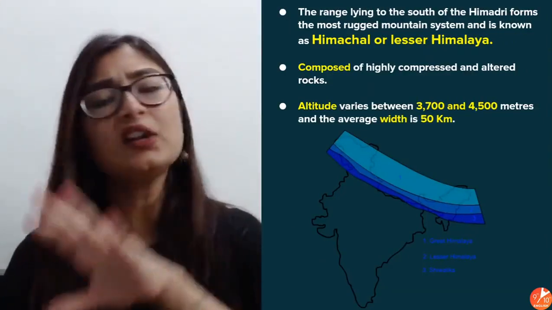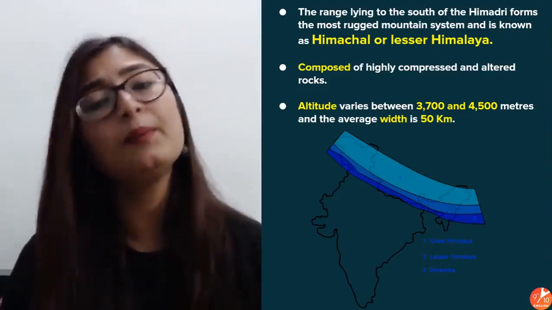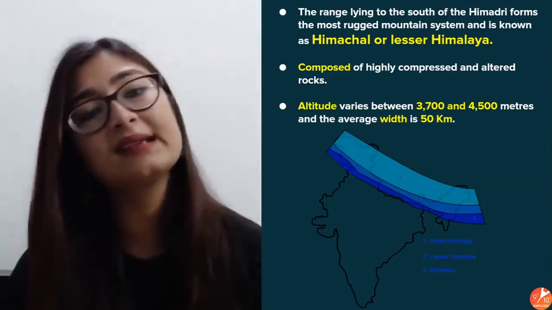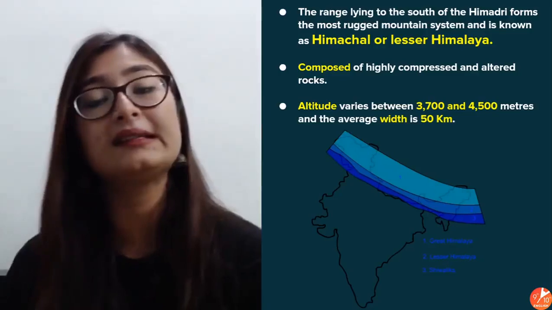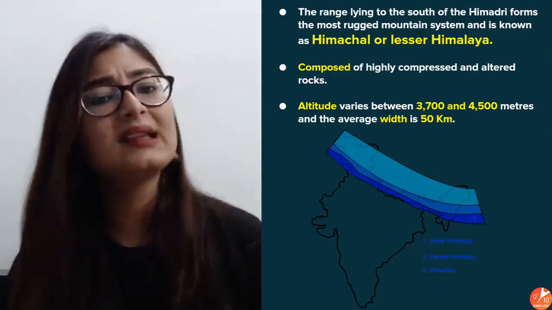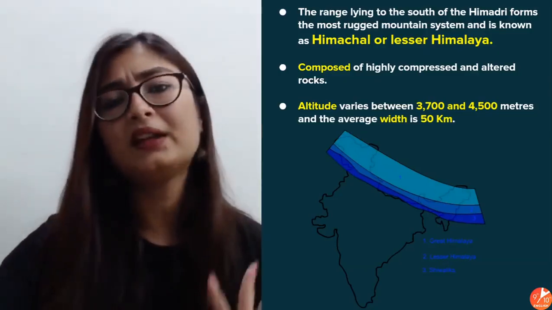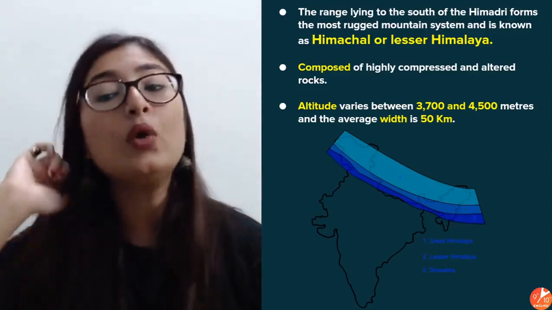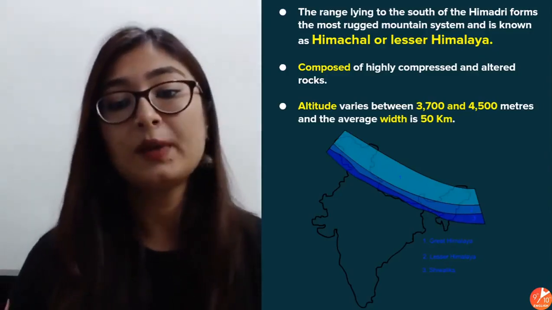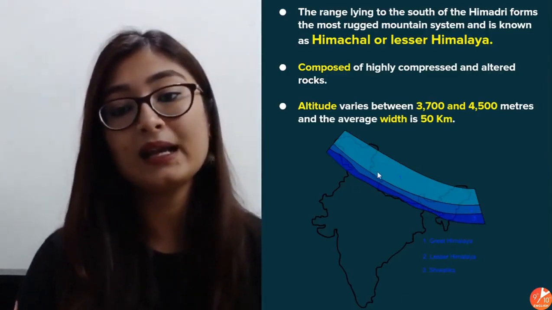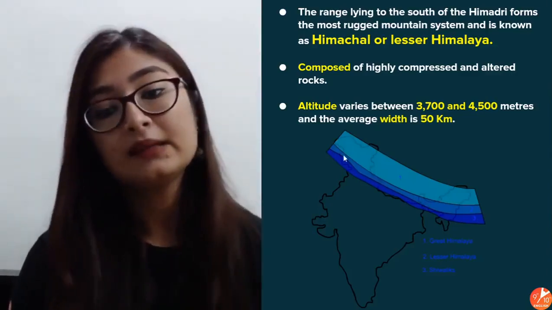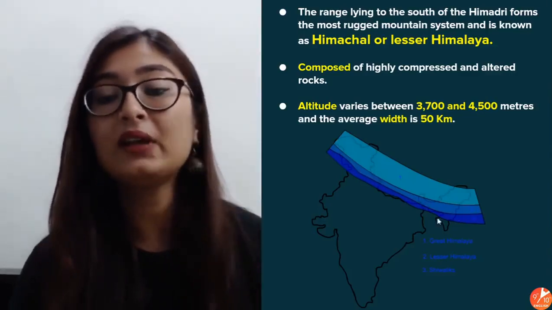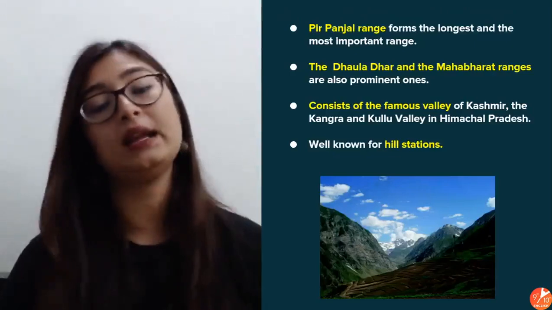Then comes our second range, the second stretch, the Himachal or Lesser Himalayas. Now, these are not as high as Himadri, but the average altitude is somewhere around 4,500 to 3,700 meters. Still pretty high. And the width also comparatively decreases. It is somewhere around 50 kilometers. So, if you look at this strip, this one is your Himadri. The second strip over here is our Himachal or Lesser Himalayas.